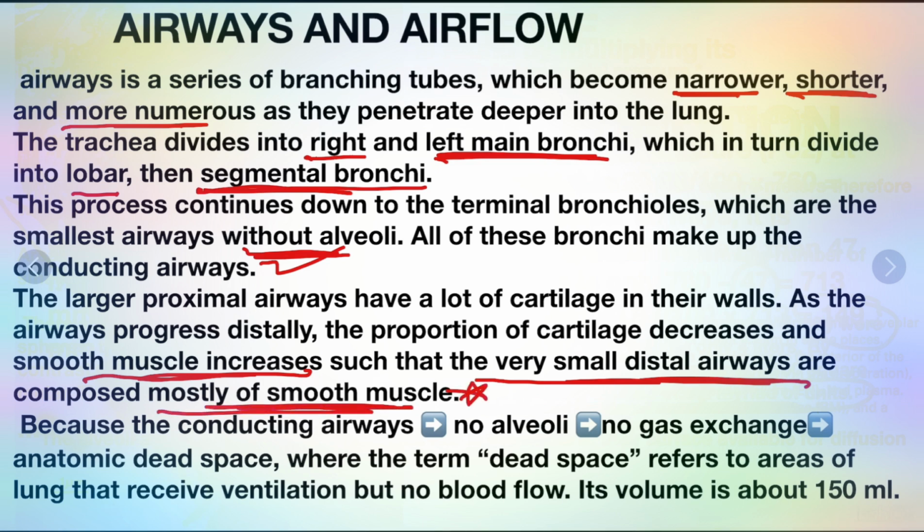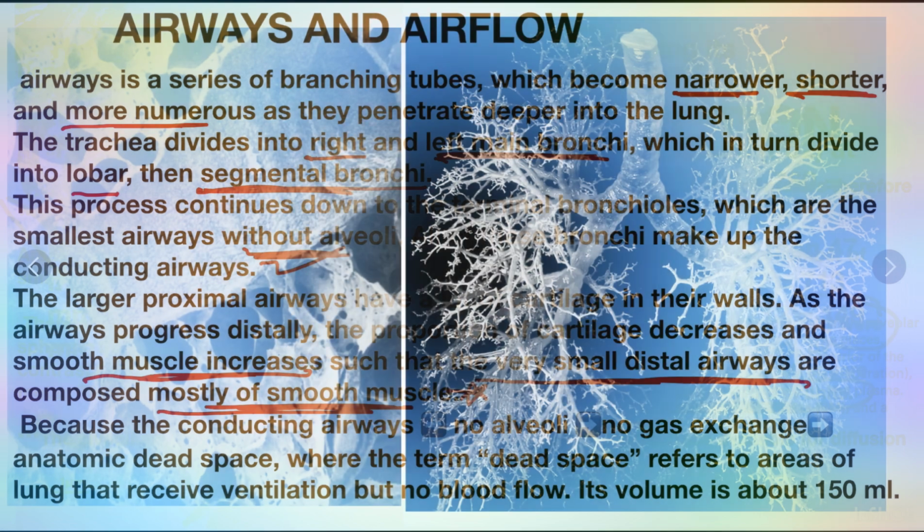Very, very important. So finally the terminal bronchioles are made up of only smooth muscle. They do not have any cartilage. The conducting airway does not have any alveoli, so there is no gas exchange there, and it contains the anatomic dead space. The term dead space refers to the area of lung that receives ventilation but has no blood flow, and its volume is around 150 ml and it does not participate in gas exchange. So this is the anatomic dead space.